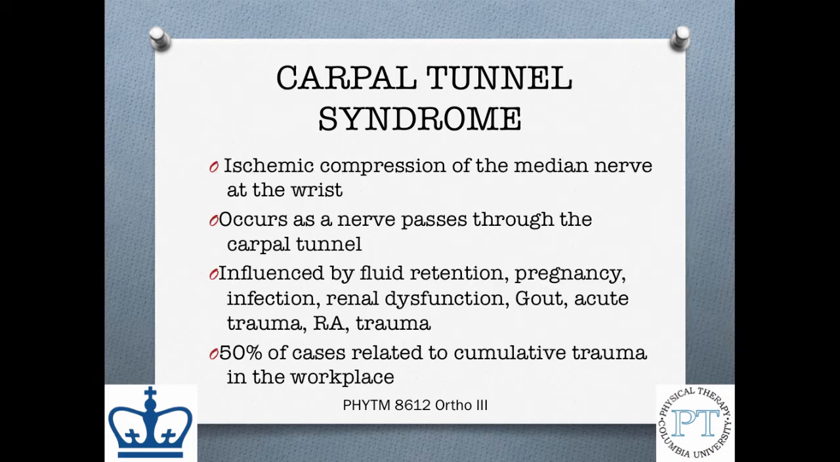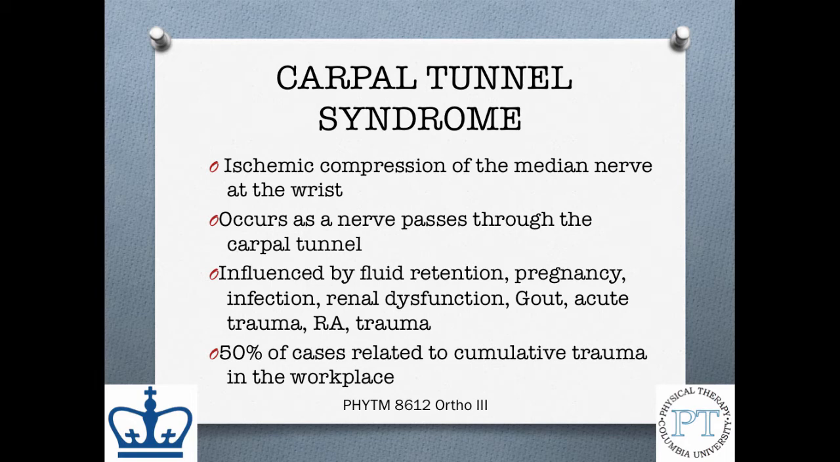Carpal tunnel syndrome, the most common peripheral nerve entrapment of the upper extremity, is an ischemic compression of the median nerve at the wrist. It occurs as it passes through the carpal tunnel. Compression on this nerve is influenced by fluid retention, pregnancy, infection, renal dysfunction, gout, acute trauma, rheumatoid arthritis, and certainly trauma.